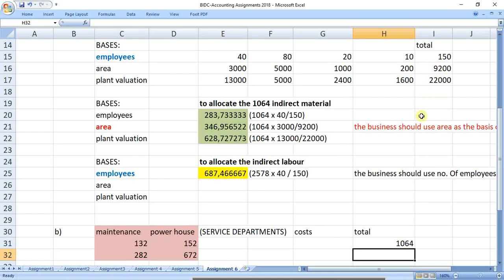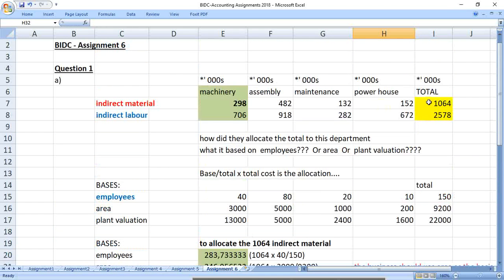That's the one. That's indirect labor. I'm not using indirect labor. Reapportion the cost of service departments over the 2 production departments using the appropriate basis. So maintenance and powerhouse. Those are the 2 departments, and I'm apportioning the costs associated to those departments.